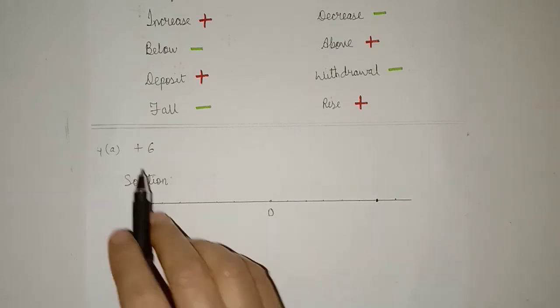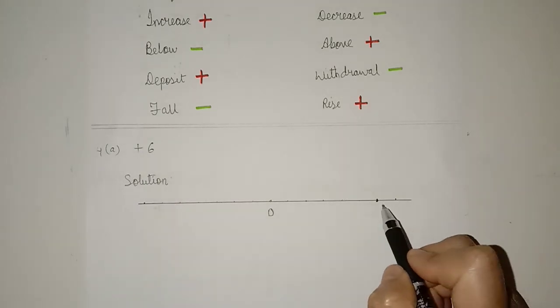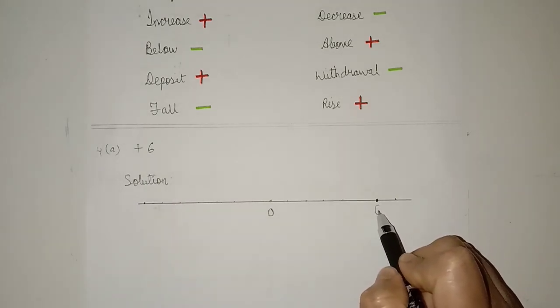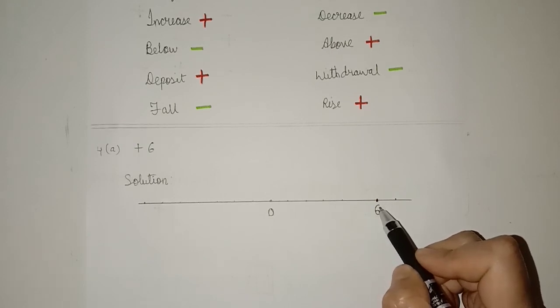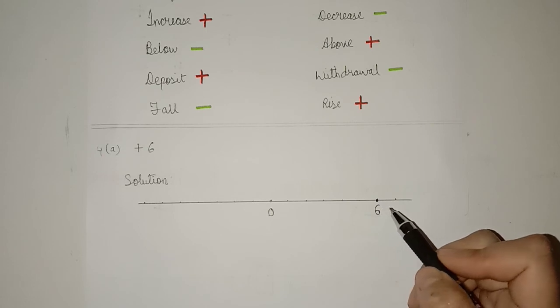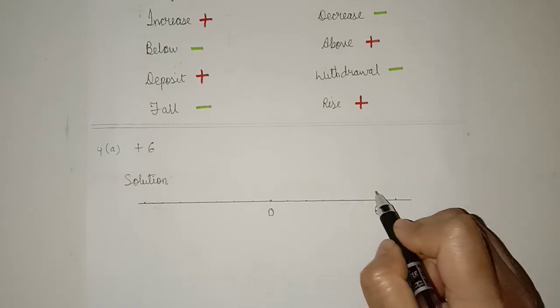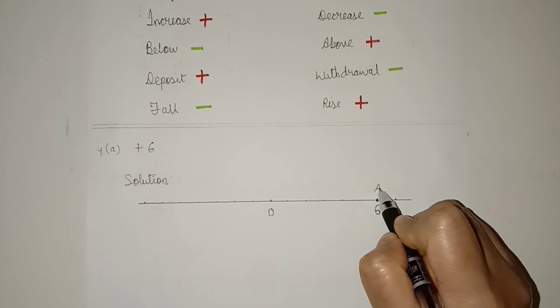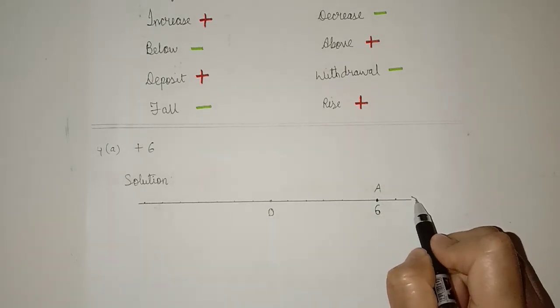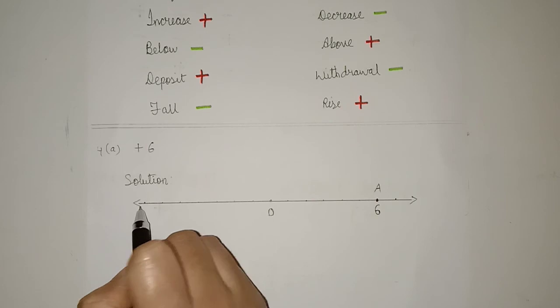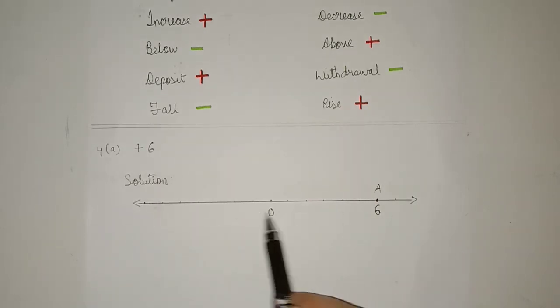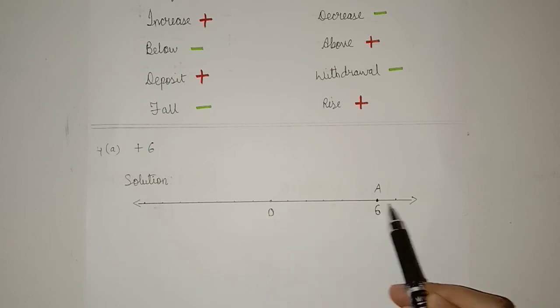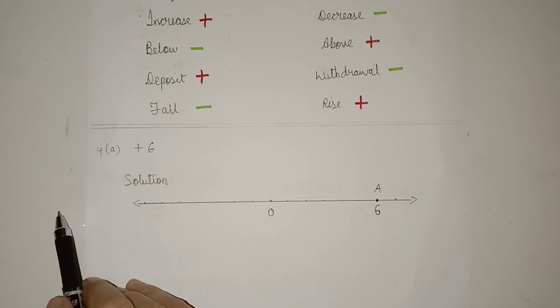No need to write plus 6. For positive, we usually don't write a plus sign before; only for negative we put minus. Then just write 6. They say name this point, so you can give any name you like, A or B or C or D. I'll put capital A on top and name this point A. But remember to put an arrow on both sides. Why do we put an arrow? To show that this number line is not ending here, it's extending. Here also it's not ending, it's extending.